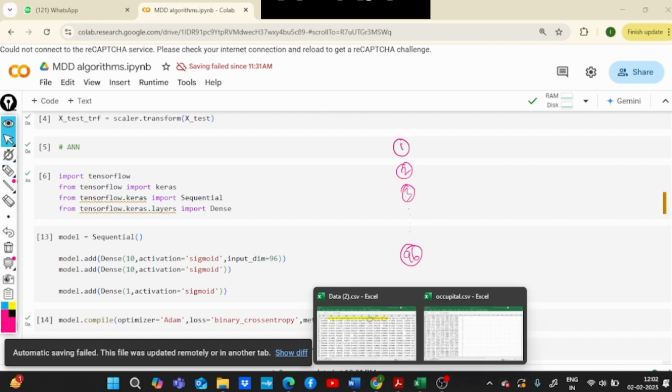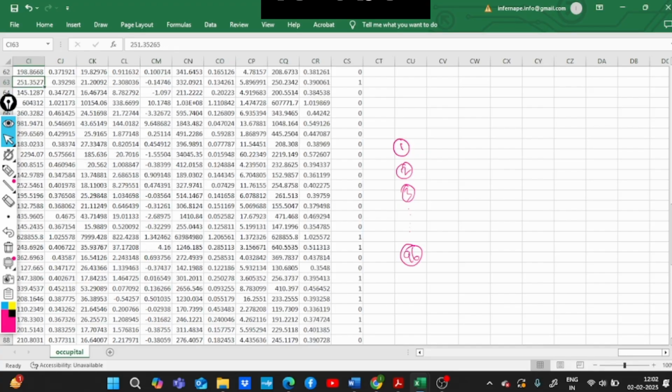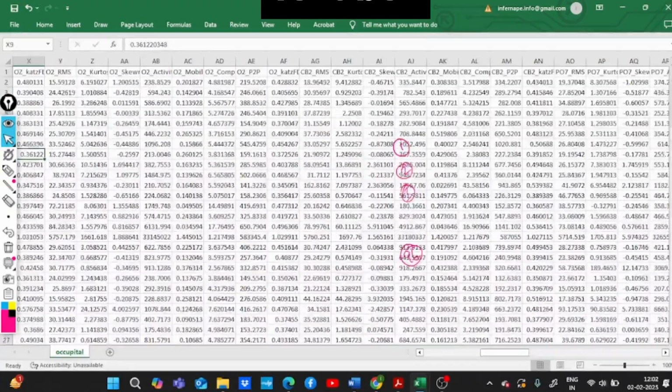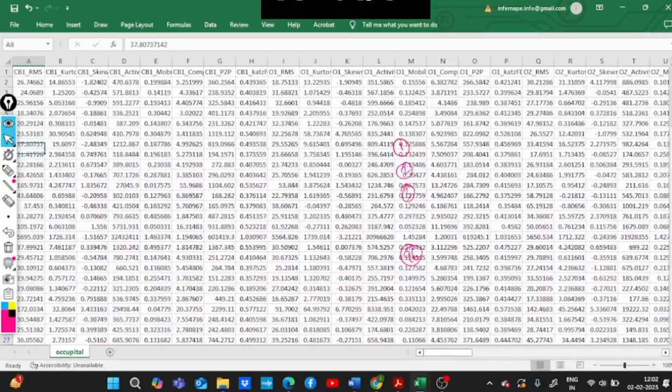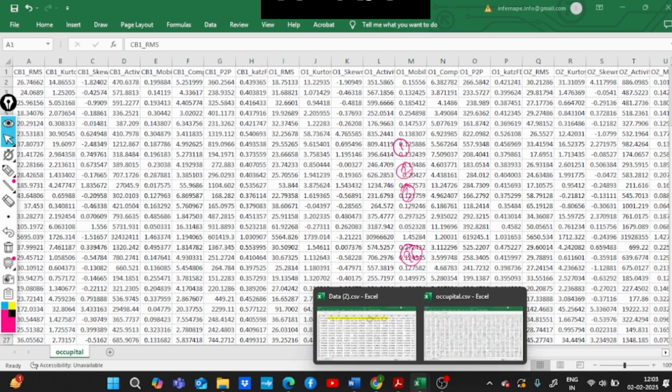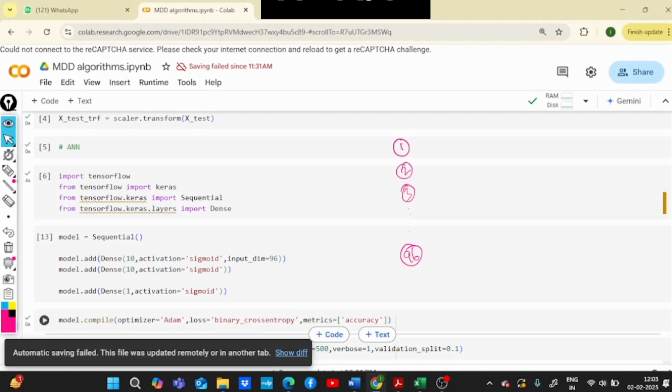What kind of input features do you see over here in the occipital lobe? I will just write the first input feature. So CB1 RMS, CB1 RMS. So the root mean square value of the CB1 electrode is there. Okay, so my first feature I can write as the RMS of the CB1 electrode. Similarly, the kurtosis of CB1 will be there, and so on. We have some feature of the last electrode as well. Okay, so this many inputs are there.